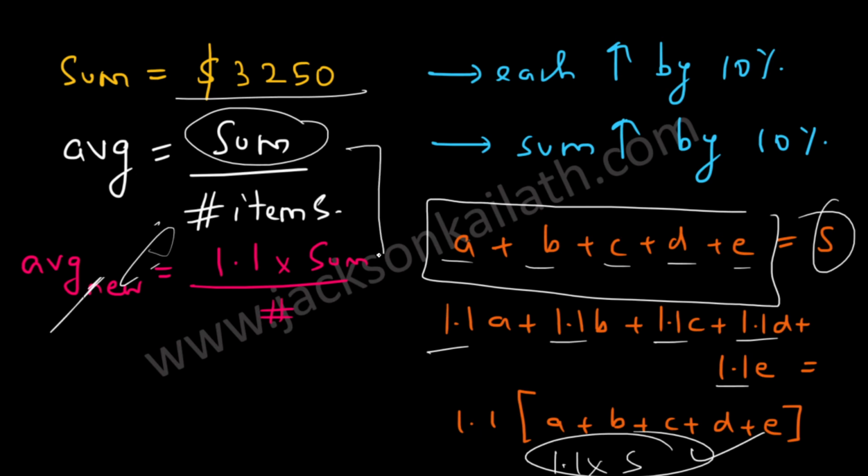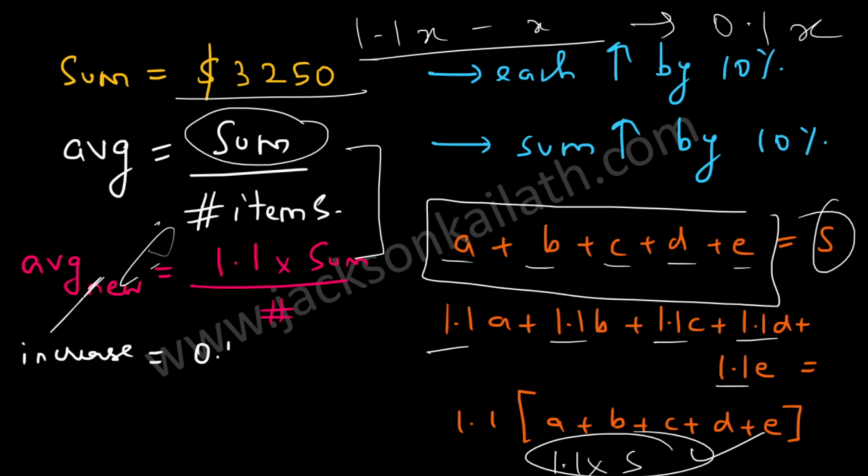If you are taking the difference of these two items, that would be the increase, right? So 1.1 into something minus that something. Let's say 1.1x minus x. So what's the difference? This is equal to 0.1x, where x is the average in this case, right? So the answer is 0.1 into the old average, which is sum by number of items.